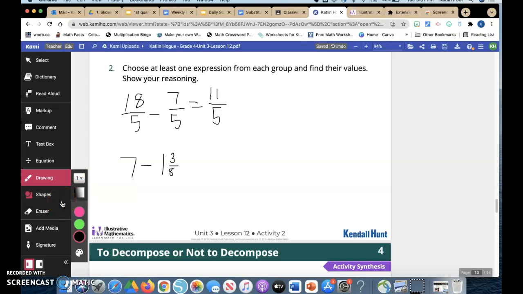So, I need to change my whole numbers into fractions. So, 1 is equivalent to 8/8. So instead of just having 1 3/8, I have 11/8. So now I'm left with 7 minus 11/8. But guys, is that super simple to solve? No. So I need to do some math to figure out what 7 is going to be.